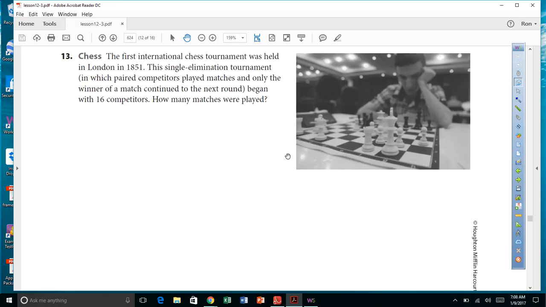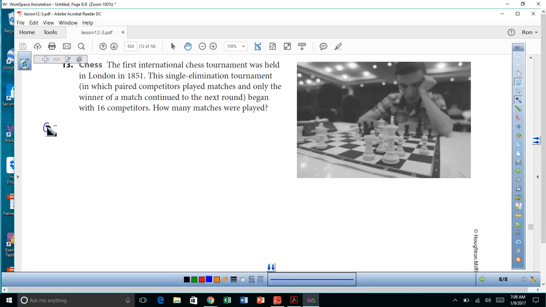Chess. The first international chess tournament was held in London in 1852. This single elimination tournament, in which paired competitors played matches and only the winner of a match continued to the next round, began with 16 competitors. How many matches were played? Okay. Well, what is A? And I know at first you're probably thinking 16, but it's 16 divided by 2, so there was 8 matches. It started out with 8 matches.